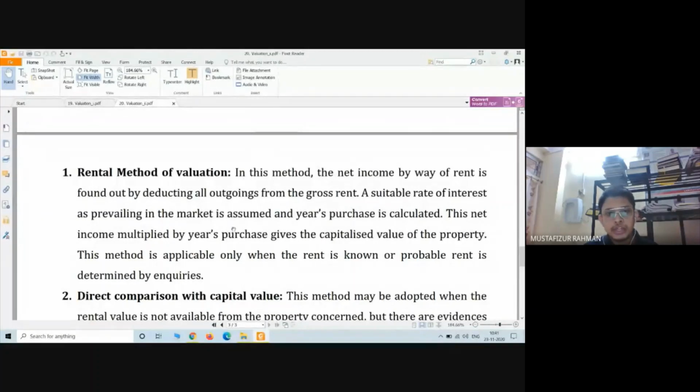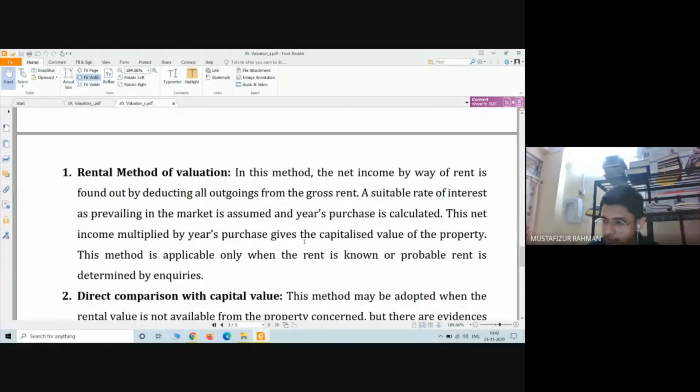Then a suitable rate of interest prevailing in the market is assumed. Years purchase is calculated. Now the net income is multiplied by the years purchase to get the capitalized value. Just like we discussed for capitalized value, the same thing we are doing here. We are finding the value of the property from the rental income that we have. From that income, we multiply it with years purchase, and that will give us the capitalized value. This is the value of the property.